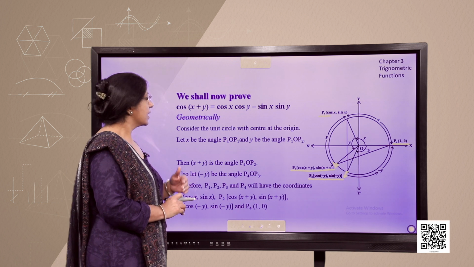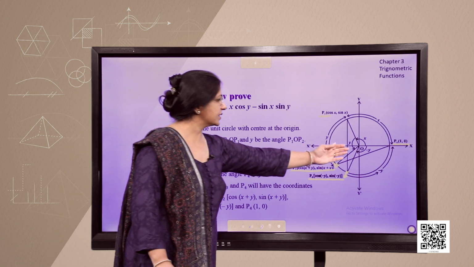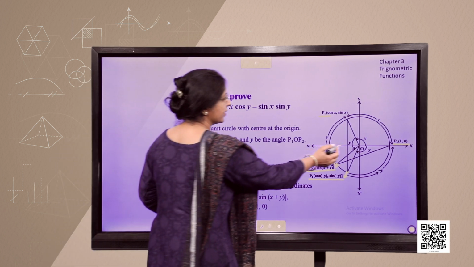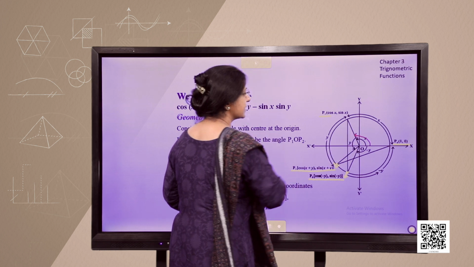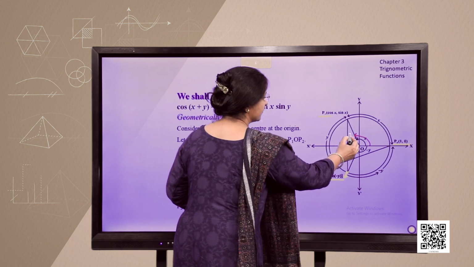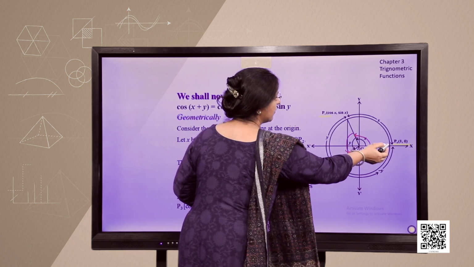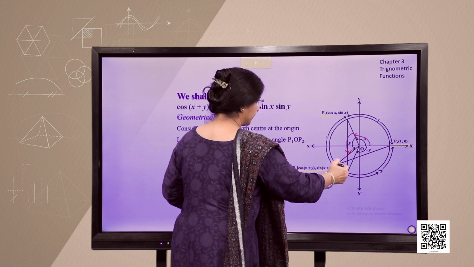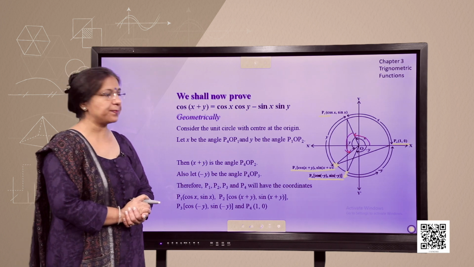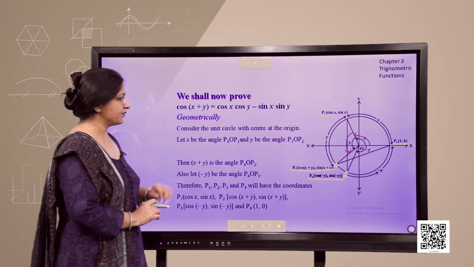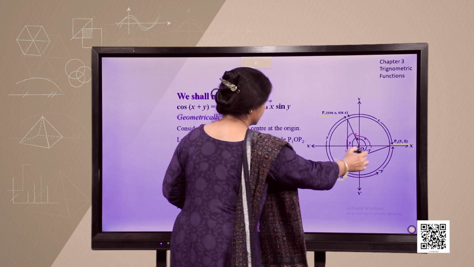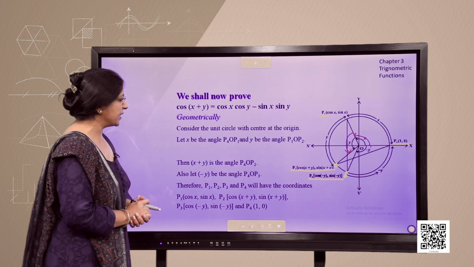Now, let us start. Consider a unit circle with a center at the origin as you can see. Let x be the angle P4OP1. This is the angle x. And let y be the angle P1OP2. This is y, and angle P4OP2 makes the angle x plus y. And if we replace y by minus y, where negative y is the angle in the clockwise direction, this angle is P4OP3.